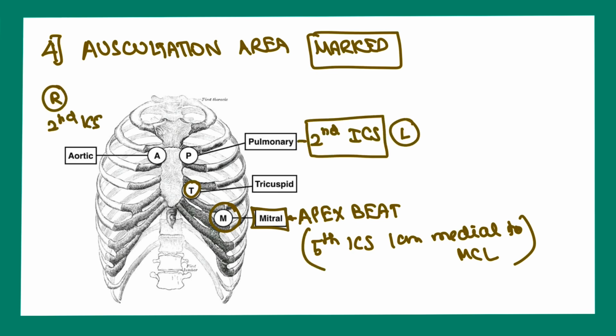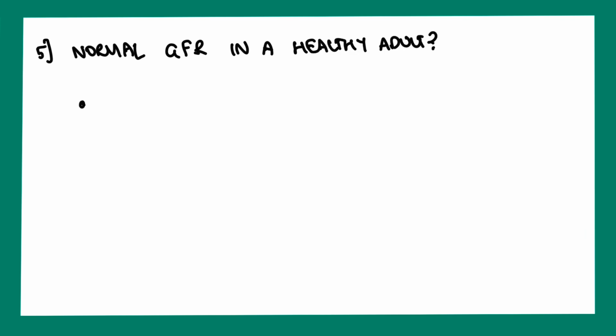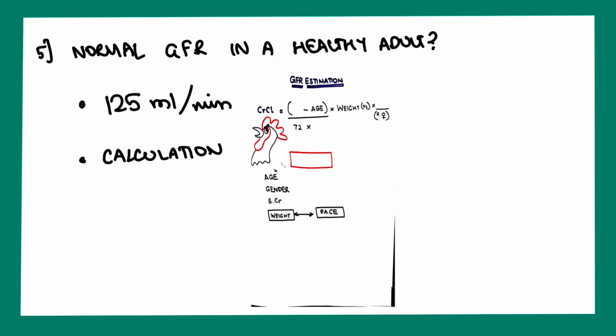Next is normal GFR in a healthy adult. They have asked. It is nothing but 120 or 125 ml per minute. So what is the calculation? What is the formula used for this calculation? It is the Cockcroft-Gault equation, which uses age, weight, serum creatinine, as well as gender. Okay, 140 minus age, by 72 into serum creatinine, into weight, into 0.85 if it is female.